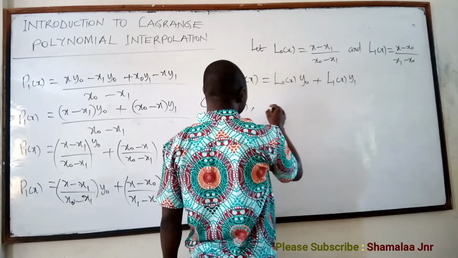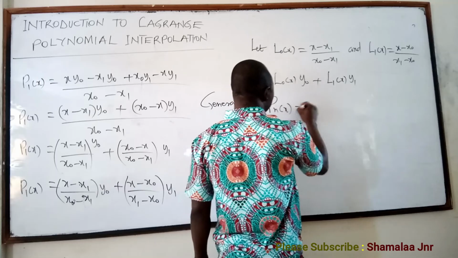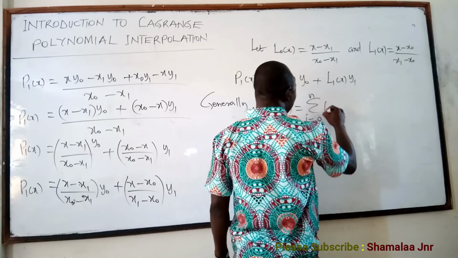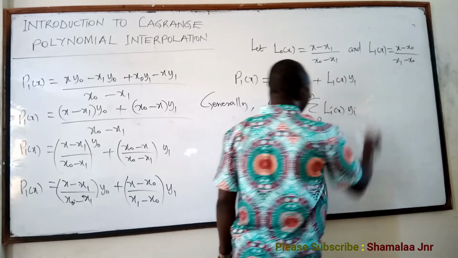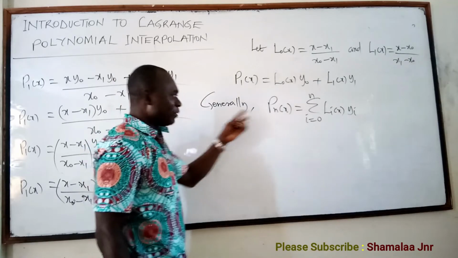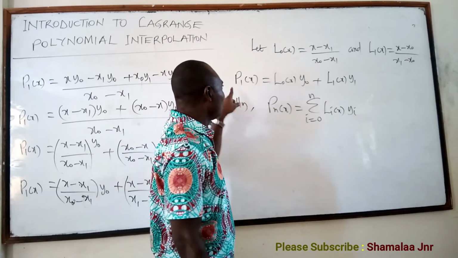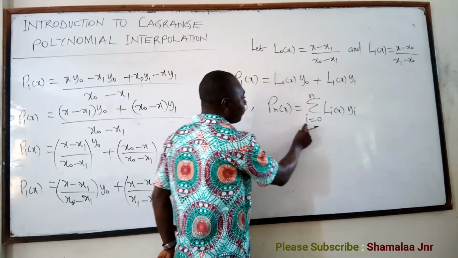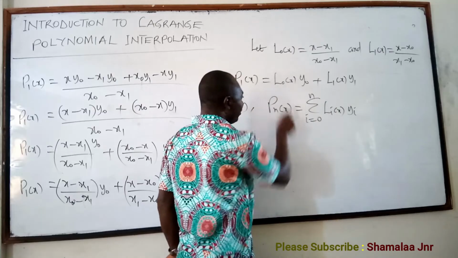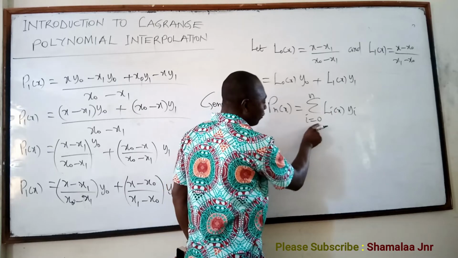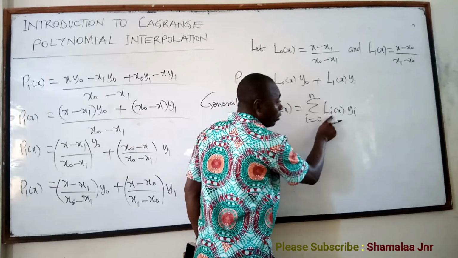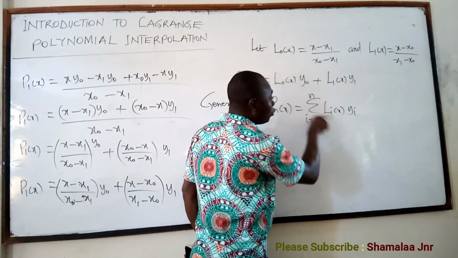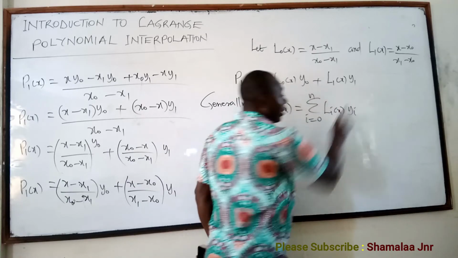Generally, you can say that Pn of x is equal to the summation, i from 0 to n, of Li of x yi. Now, let's look at it. You are getting it from here. If you take P1 of x, if n is 1, then it should go from 0 to 1. So when i is 0, you have L naught of x, y naught, and when i is equal to 1, you have L1 of x, y1.